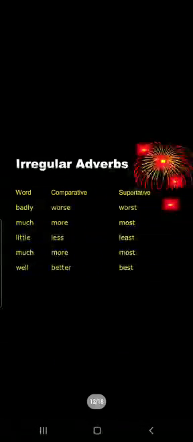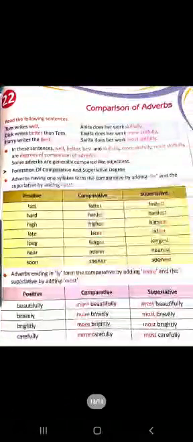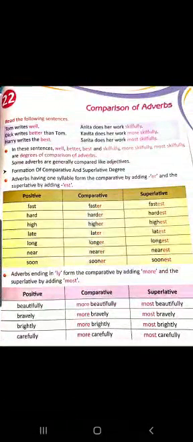Let's see some more adverbs here. Irregular ones. Badly, worse, worst. Much, more, most. Little, less, least. And well, better, best. Children, let's read from the book now. Tom writes well. Dick writes better than Tom. Here two are compared. And Harry writes the best. Well, better, and best. These are 3 degrees of comparison of adverbs. Okay, and these are irregular adverbs as they're changing completely.